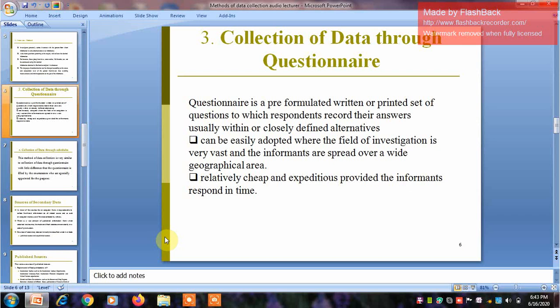So the essentials of a good questionnaire would be: the questionnaire should be very simple, it should be very short, and it should contain some logical sequence. So these are the essentials of a good questionnaire. And collecting data through a questionnaire is one of the cheapest ways to get the data, and it is being adopted by private individuals, private organizations, public organizations, research workers, and even by governments.